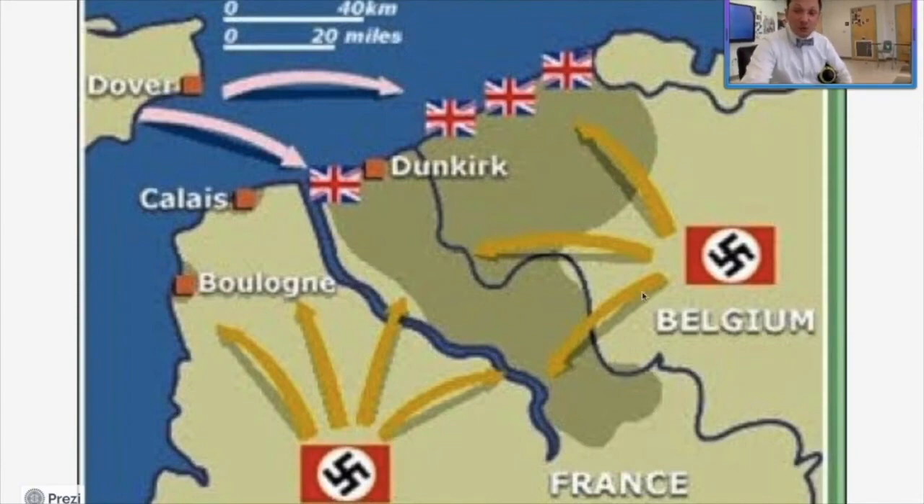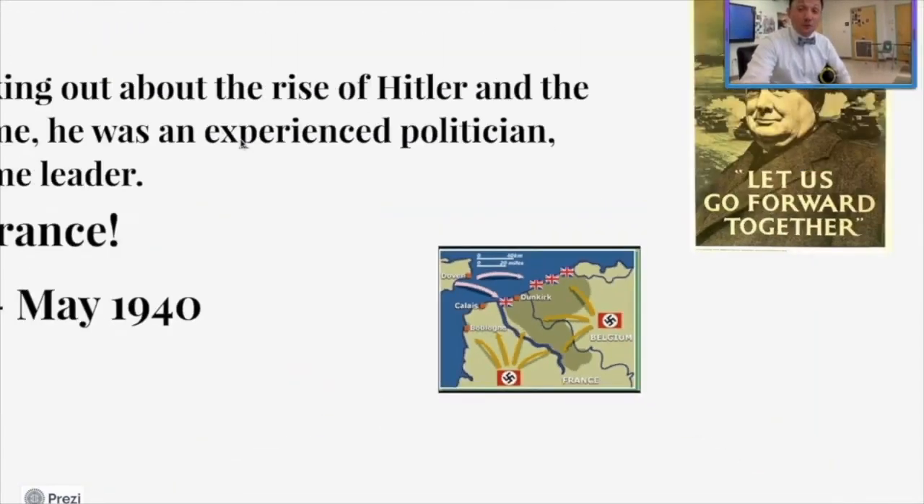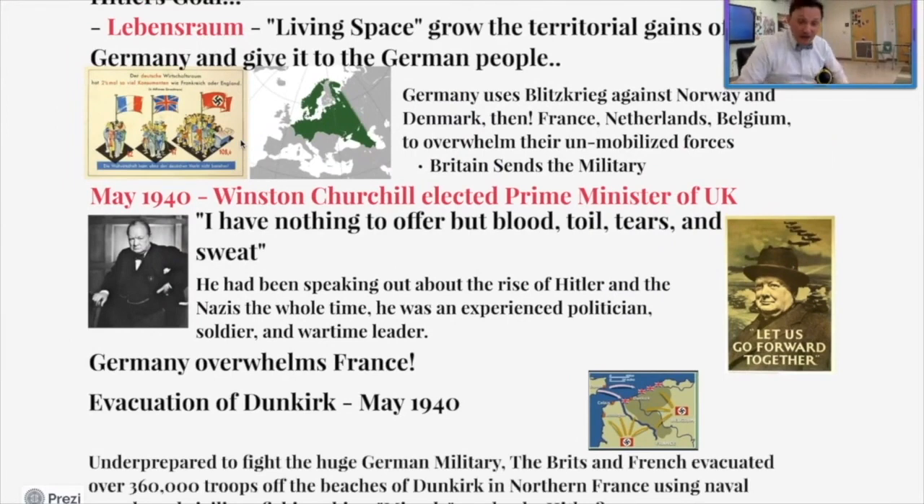They set up a perimeter around this area, and the British managed to evacuate the massive, unprepared French army, right? So the German military came in and fought off this unprepared British and French army. And the British are going to evacuate 360,000 troops off the beaches of Dunkirk in northern France.